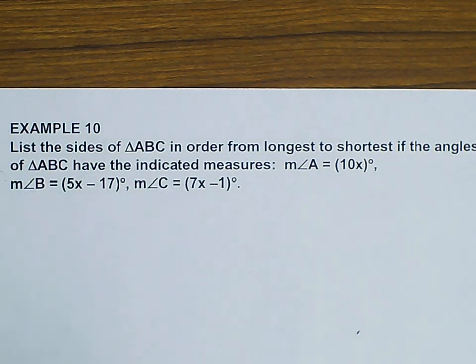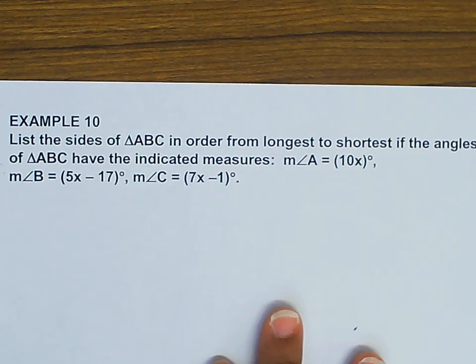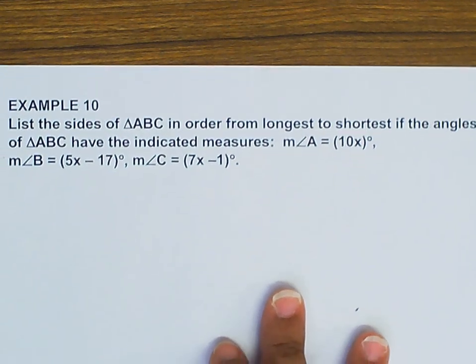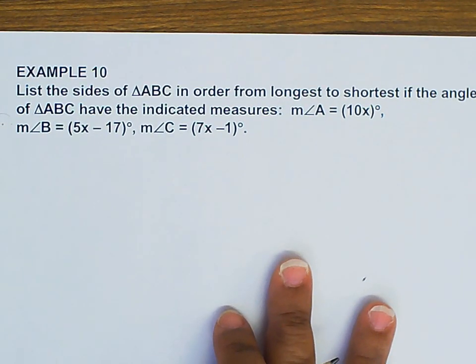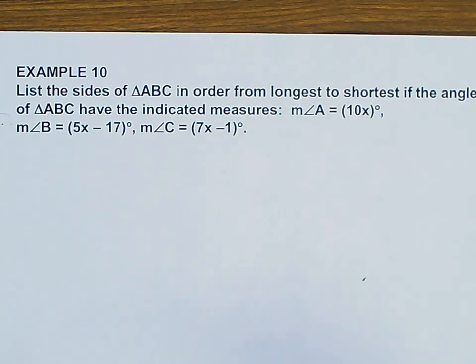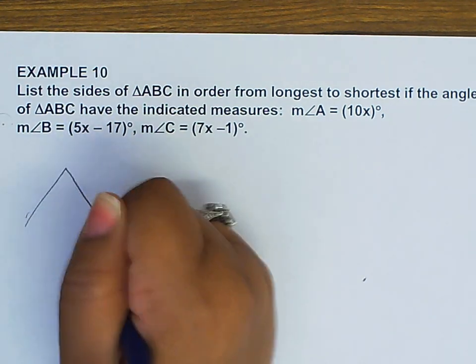Example 10. All right, can we see it all? Yeah, barely. It says, list the sides of triangle ABC in order from longest to shortest if the angles of triangle ABC have the indicated measures. So first off, let's draw ourselves a triangle.